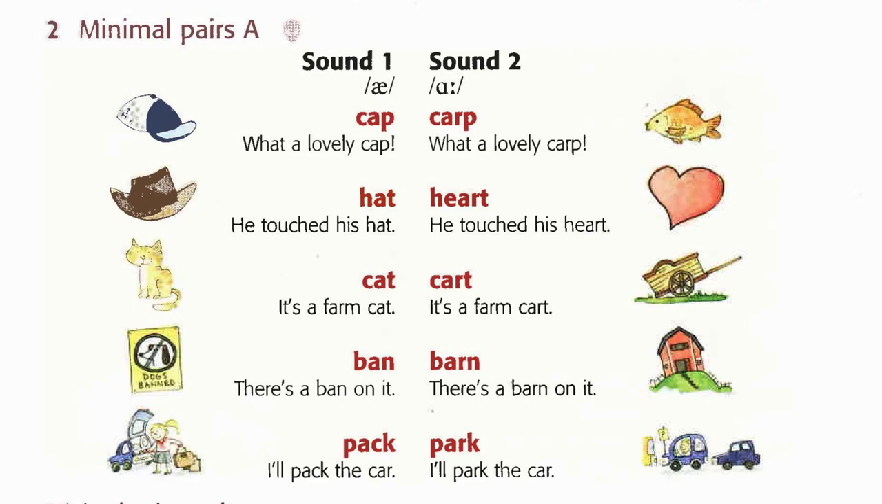2C. What a lovely cap. What a lovely carp. He touched his hat. He touched his heart. It's a farm cat. It's a farm cart. There's a ban on it. There's a barn on it. I'll pack the car. I'll park the car.